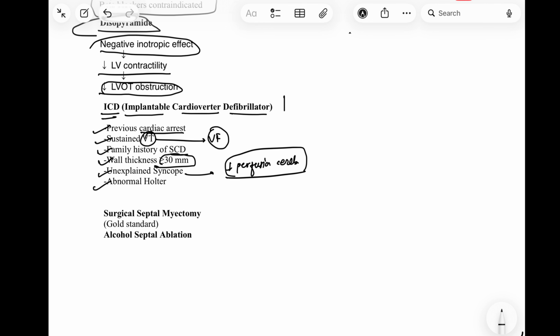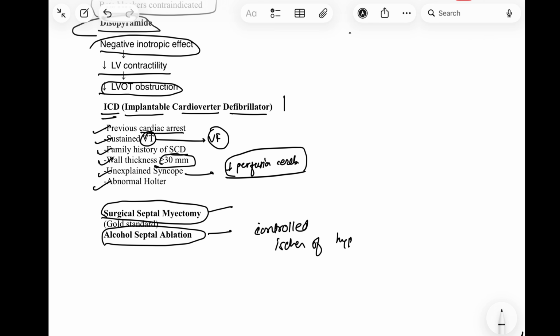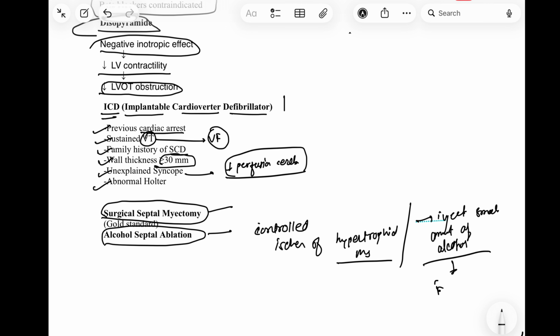Now there are a few surgical measures that we can do in this HOCM as well, and it is surgical septal myomectomy. In this there is a dissection of the septal hypertrophy, due to which we will decrease the hypertrophy. There is also alcohol septal ablation. In this case there is a controlled ischemia of the hypertrophied muscle. What we do in this procedure is inject a small amount of alcohol and this will result in ischemia, and this ischemia is in a very controlled way. So it is alcohol septal ablation, right?